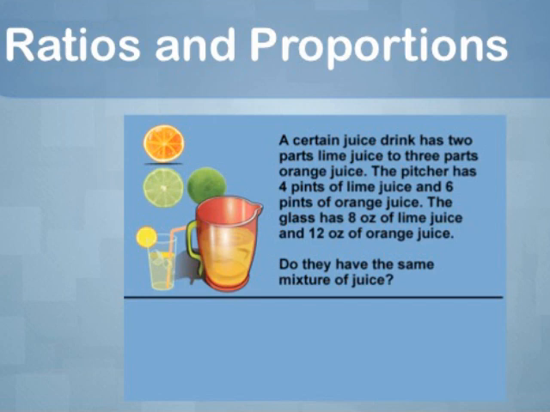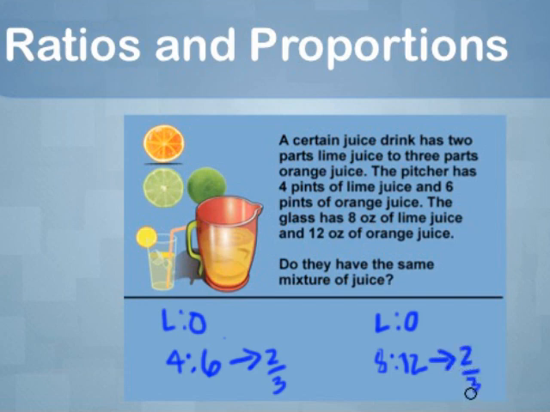the glass. For the pitcher, the ratio of lime to orange juice is 4:6. As a fraction, this simplifies to 2/3. For the glass, the ratio of lime juice to orange juice is 8:12. As a fraction, this also simplifies to 2/3. This means that 4:6 and 8:12 are equivalent ratios, and they form a proportion.